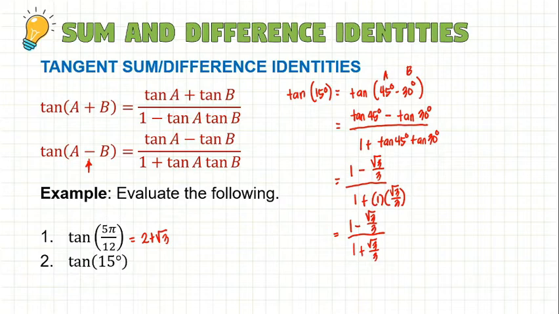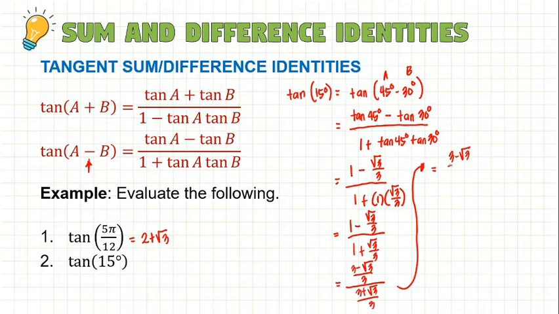So from that, combining the terms in the numerator and denominator, we will have (3 minus square root of 3 over 3) all over (3 plus square root of 3 over 3). Okay? And this will now be equal to, so the 3 will be canceled out. So we have 3 minus square root of 3 all over 3 plus square root of 3.